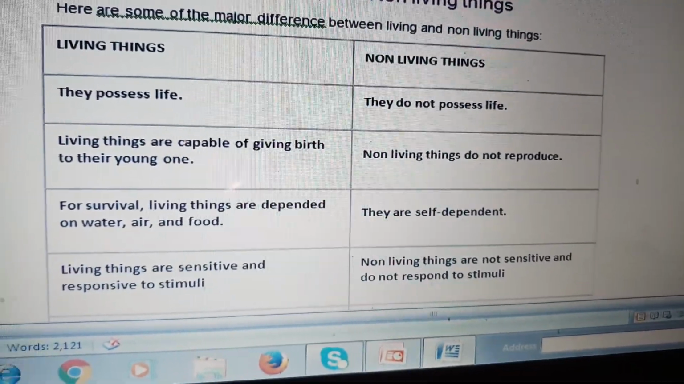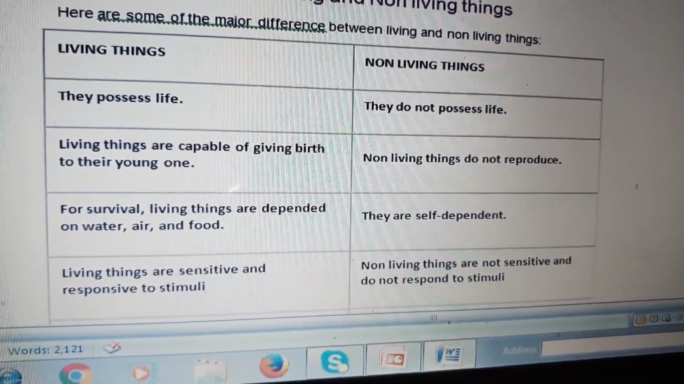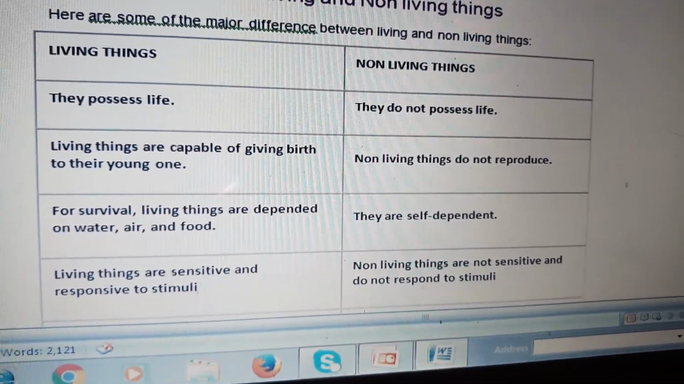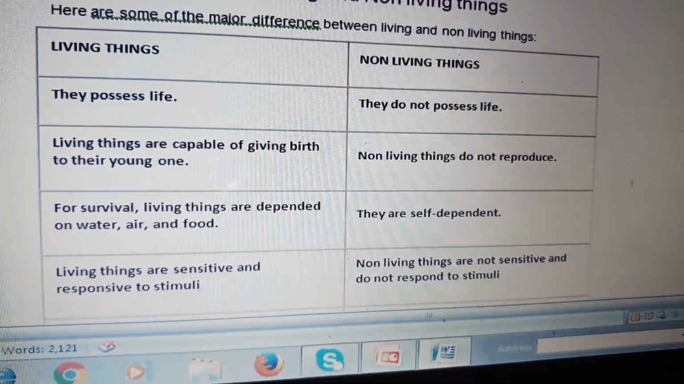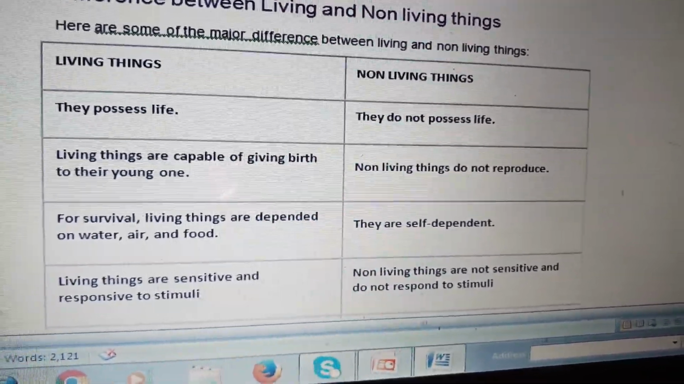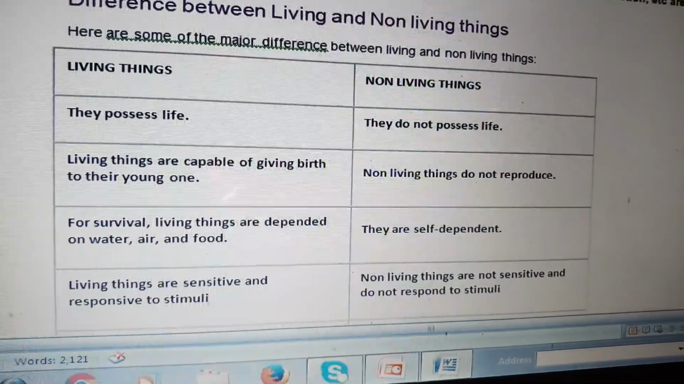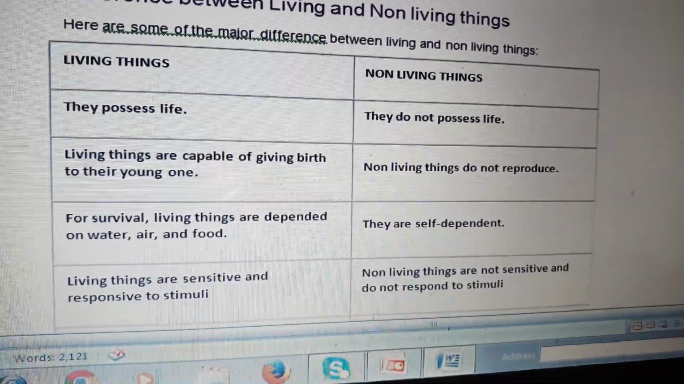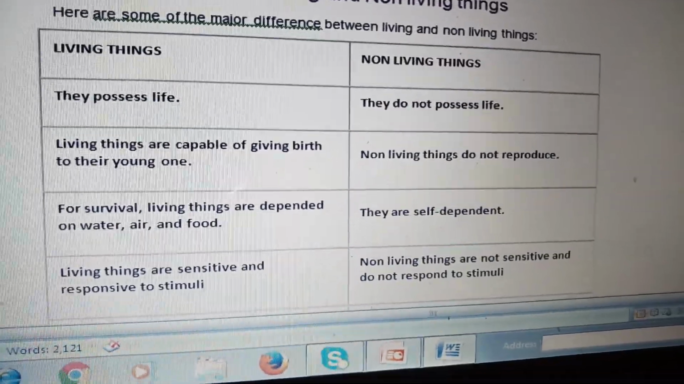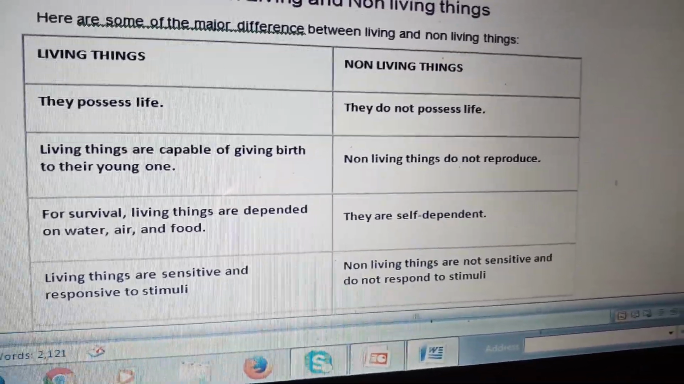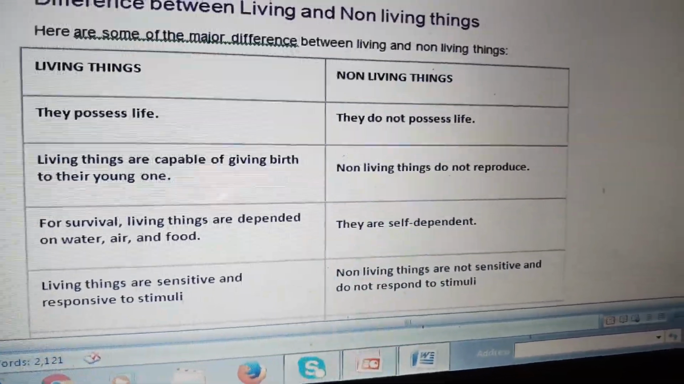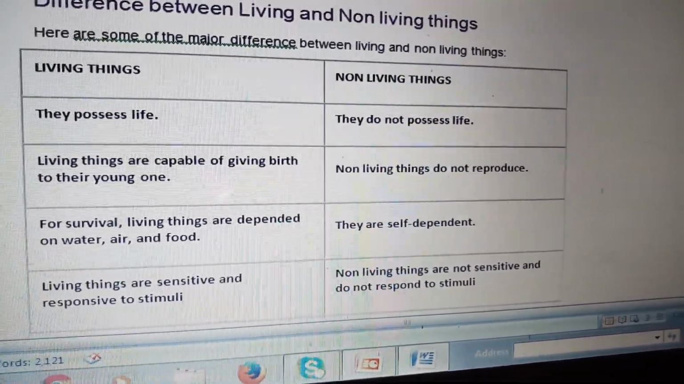For survival, living things are dependent on water, air and food, and non-living things are self-dependent. Living things are sensitive and responsive to stimuli. This point I have already explained: living things respond to external stimuli, whereas non-living things are not sensitive and do not respond to stimuli.